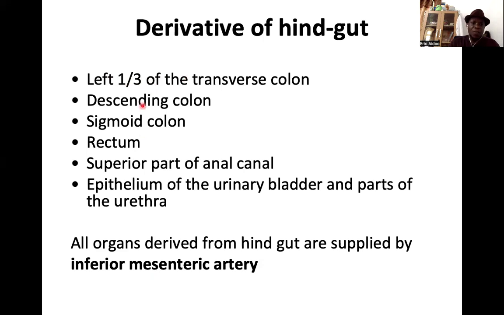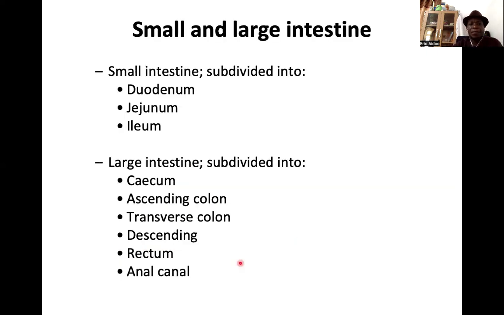Then you go to the descending colon, the S-shaped colon, which is the sigmoid colon, and then the rectum, and also the superior part of the anal canal, the epithelium of the urinary bladder and parts of the urethra, okay, are also derivatives of the hindgut. All right. Even though we are not covering this in this lecture, there's some embryologic common source of these structures. All organs derived from the hindgut are supplied by the inferior mesenteric artery.